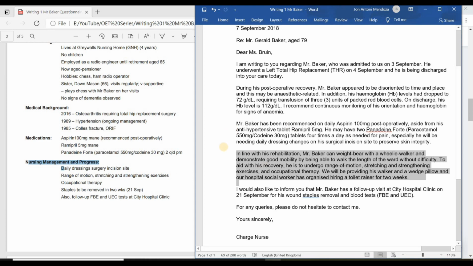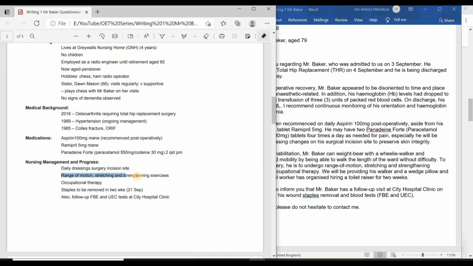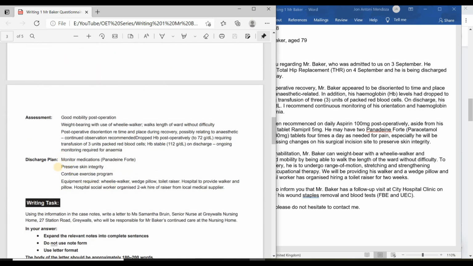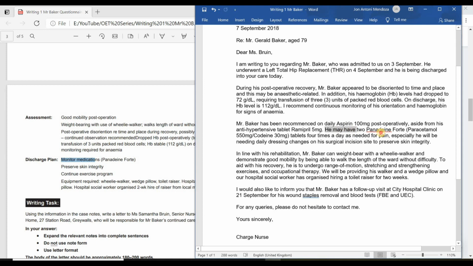So we've touched this one: physiotherapy, occupational therapy, and then from your discharge plan, we have continue exercise program and the equipment as well. Okay, about monitoring medications, that's reflected here in the third paragraph. He may have 2 Panadine Forte. Okay, so he may have 2 Panadine Forte.